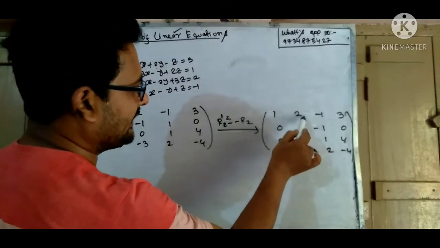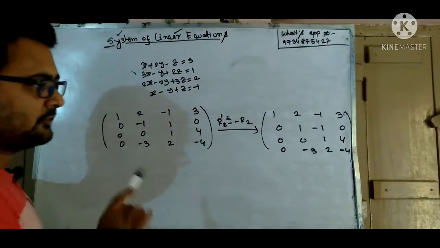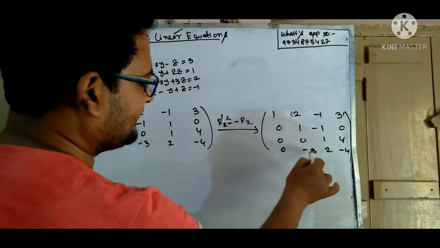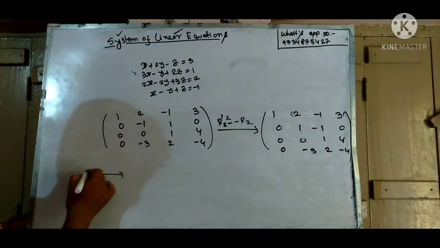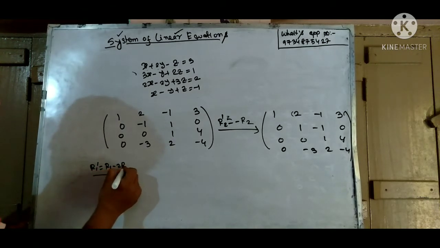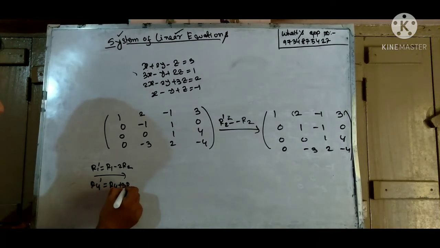That means we have to reduce this equation to 0 and this equation to 0. This is already 0, so we have nothing to do with this element. We have to make this element 0 and this element 0. So what will we do? R1 dash is equals to R1 minus 2R2, and R4 dash is equals to R4 plus 3R2.